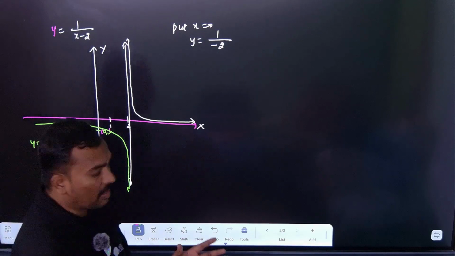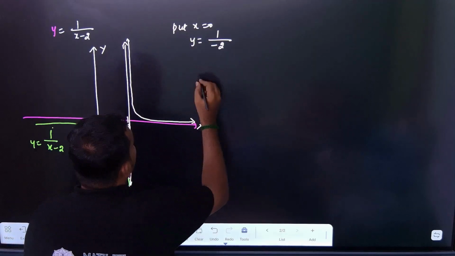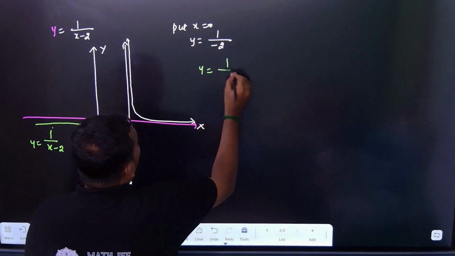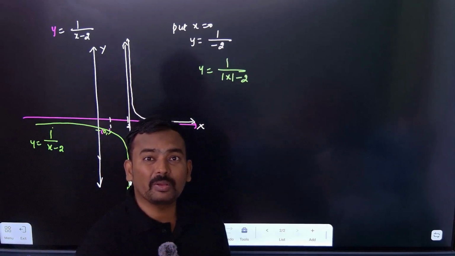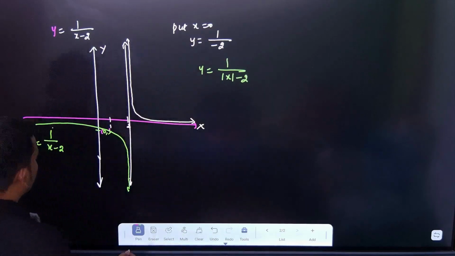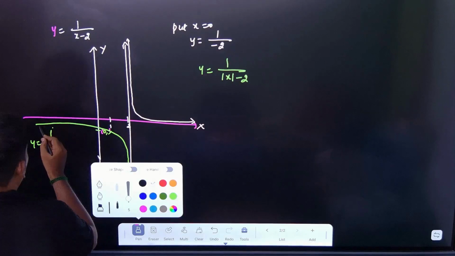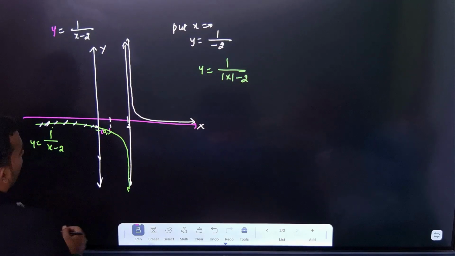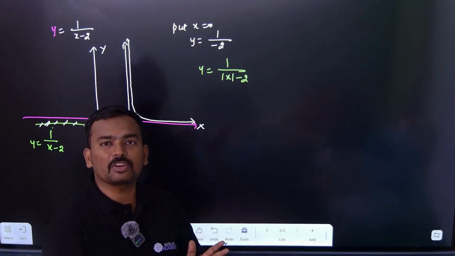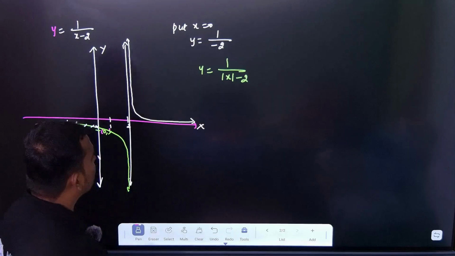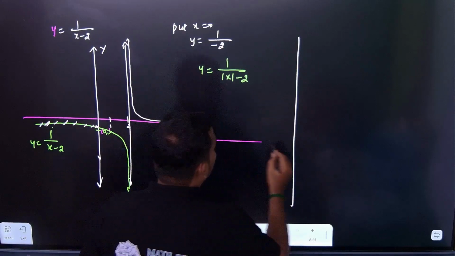Then the second one is, draw the graph of 1 by mod x minus 2. Just replace x by mod x. That means you have to remove the part where x is less than 0. So for x less than 0, you can see this portion here. You have to remove it. Whatever the right side is, you keep as it is. Right side portion, you keep as it is. Take the image of that with respect to the y-axis. Okay, then you have to draw clearly.